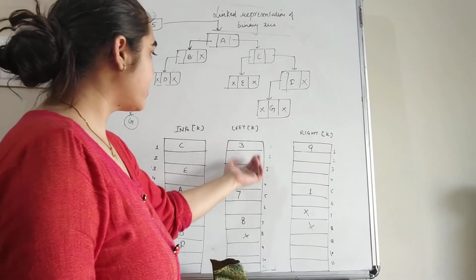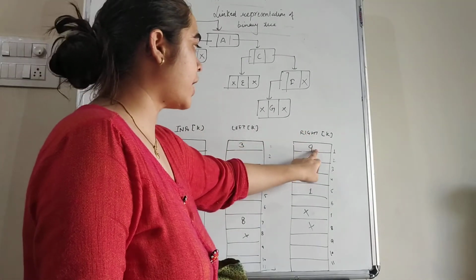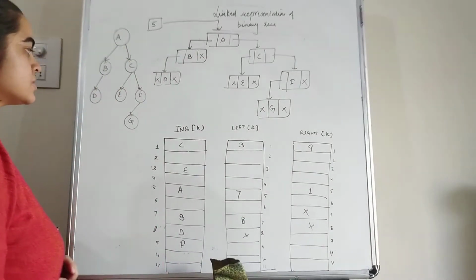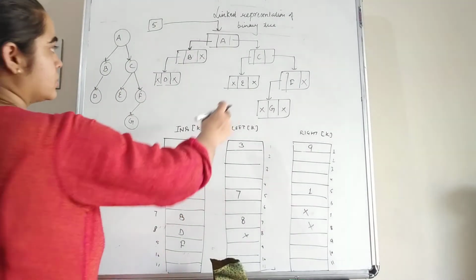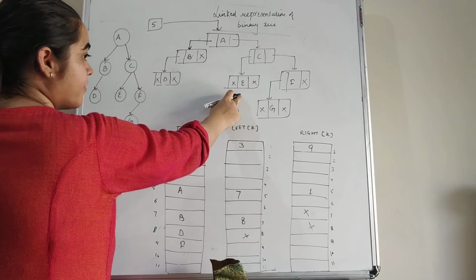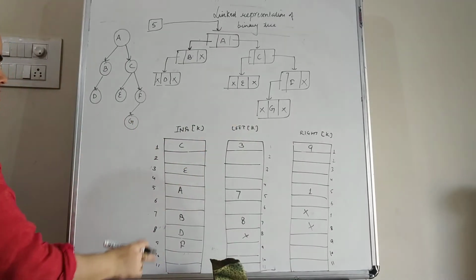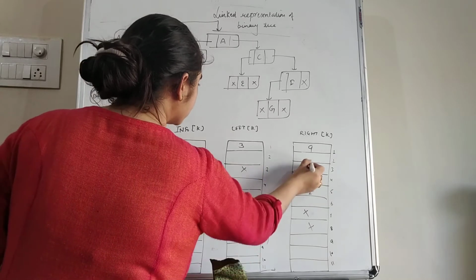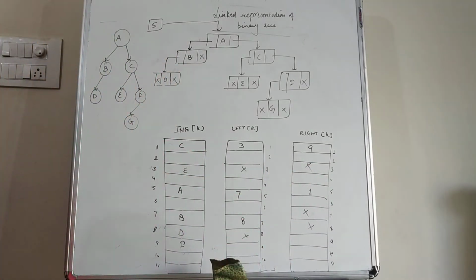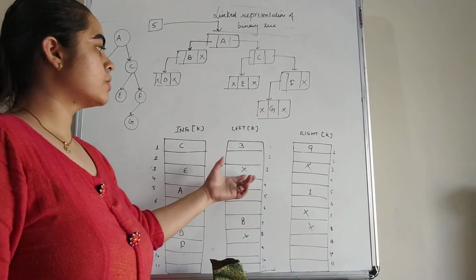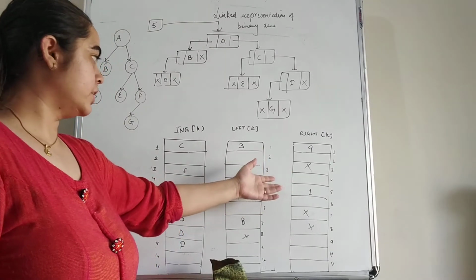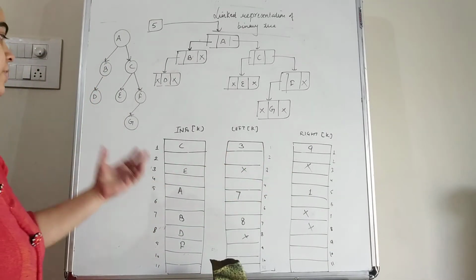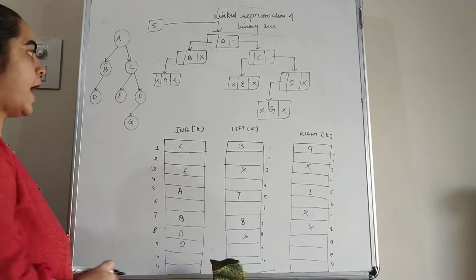So on the left array we can write 3 and on the right array we can update the address 9. Now students, after this E is having no right as well as left child, so in front of E on both the arrays we can write cross or we can put 0. So that means now there is no left and right child for E, so there are no pointers that we have to update in these two arrays.